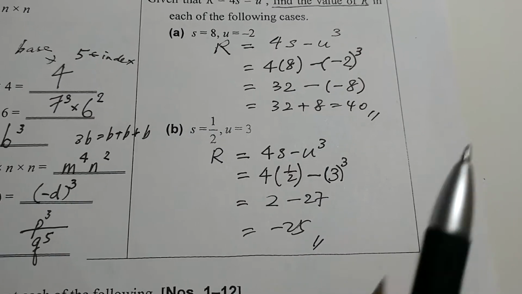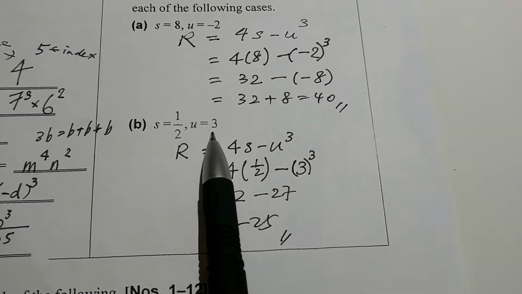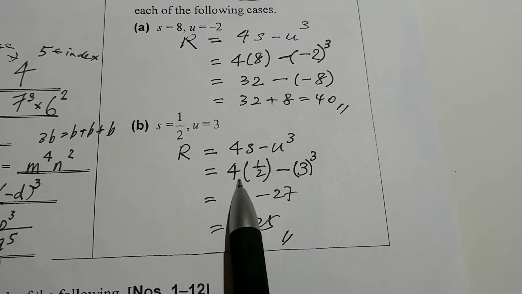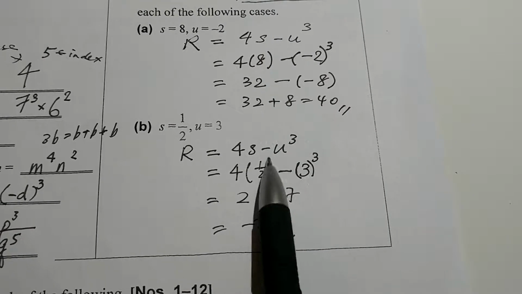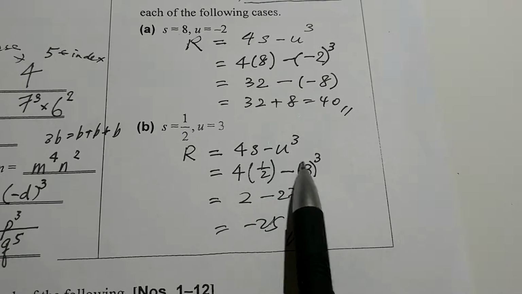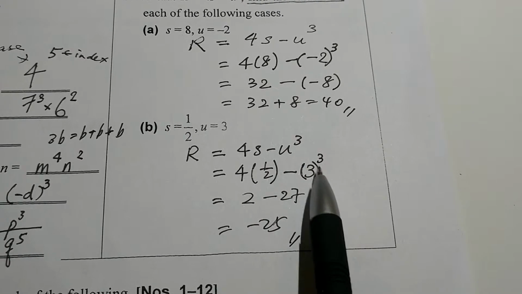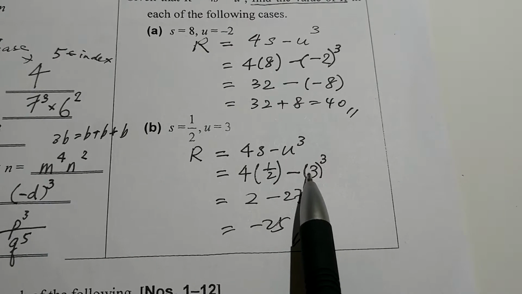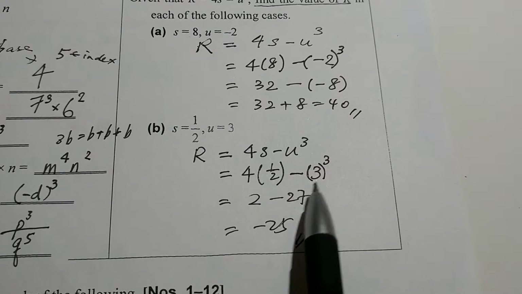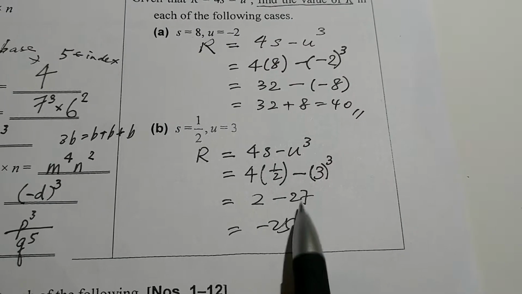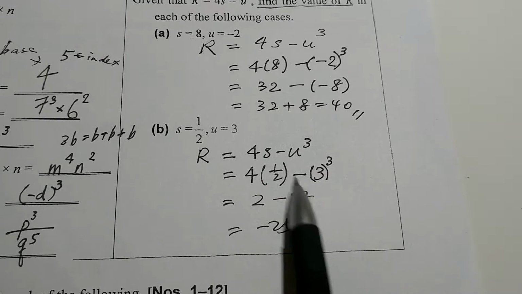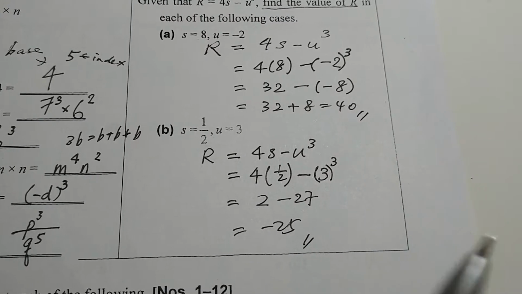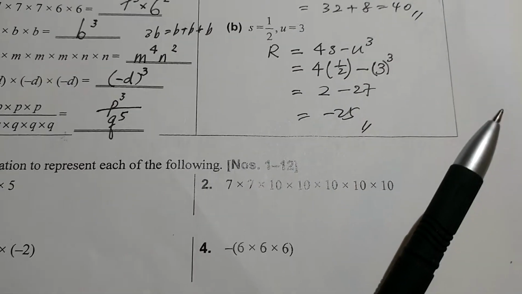For another question, s is 1 over 2, a fraction. We use the same technique. 4 times 1 over 2 minus, u is 3 to the power 3. For this bracket, if you miss that, it doesn't matter, because it is not negative 3. The result is always the same, 27. So when we calculate each term, we can get negative 25. So can you do the following? Questions 1 to 5 first.